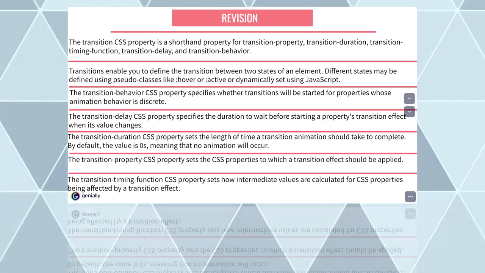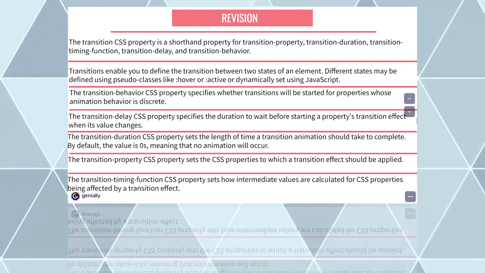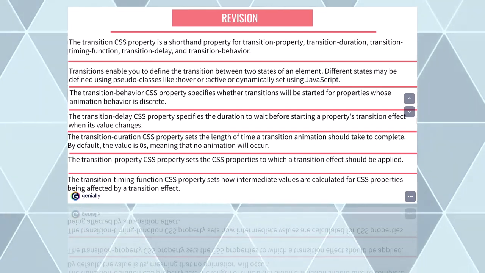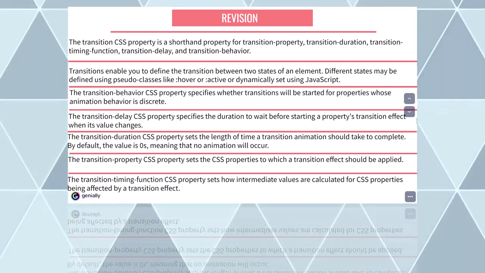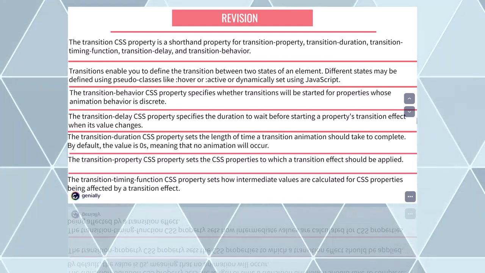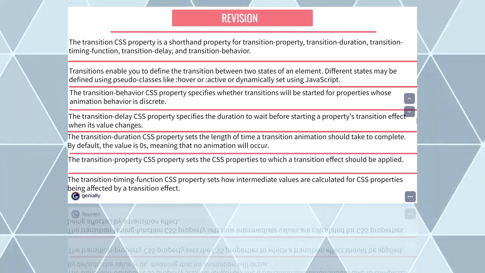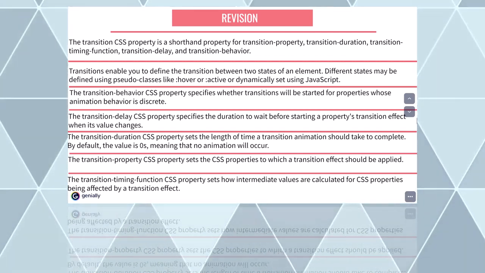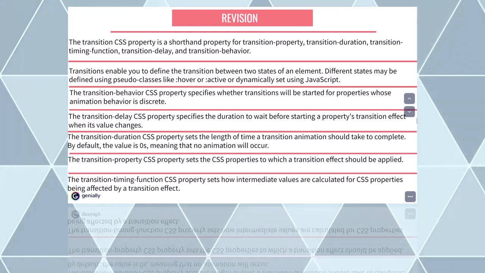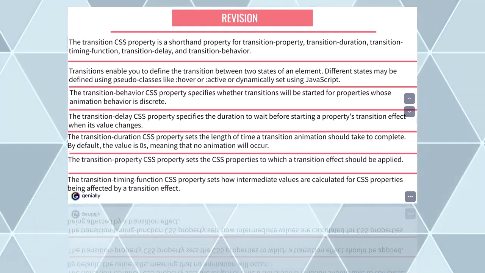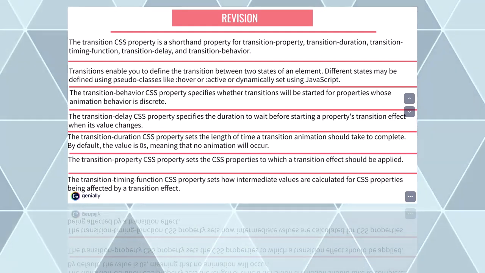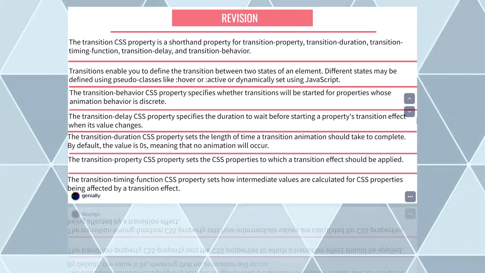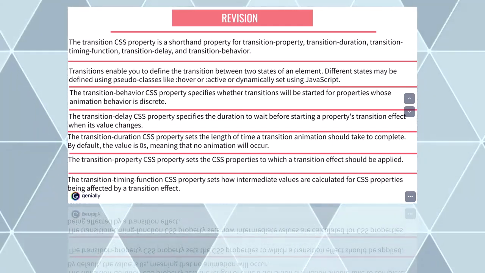The transition-duration CSS property sets the length of time a transition animation should take to complete. By default, the value is 0 seconds, meaning that no animation will occur, right? So the transition-duration property sets how long it shall take until the animation finishes. Let's say your box was bouncing and you wanted it to bounce for 4 seconds, you could set it to last for 4 seconds. That is the duration between the start and the end of the transition, of the animation, right?